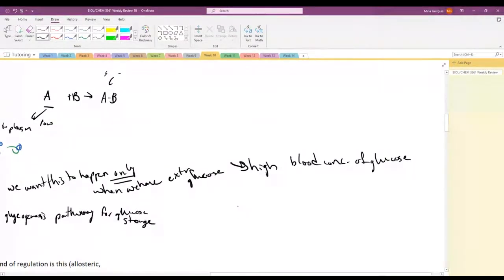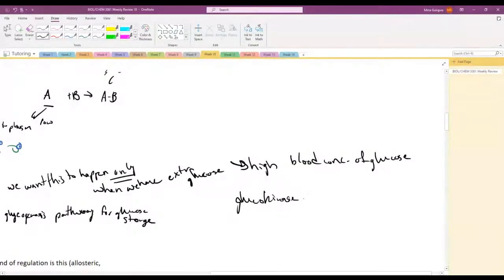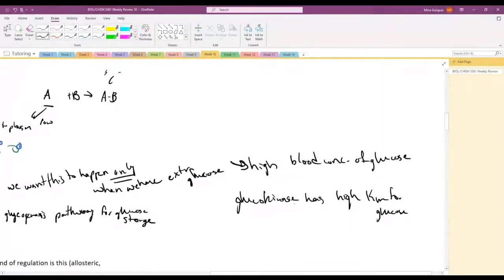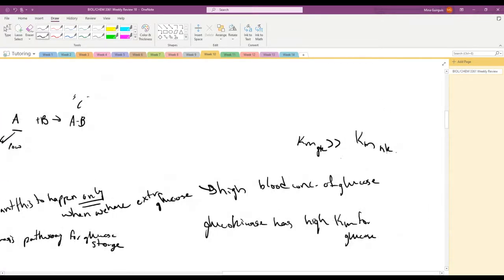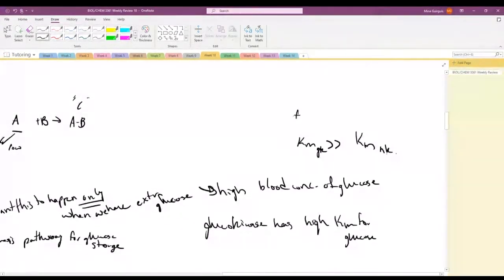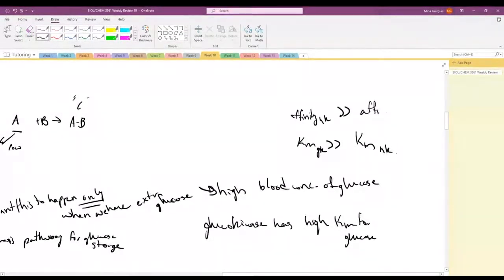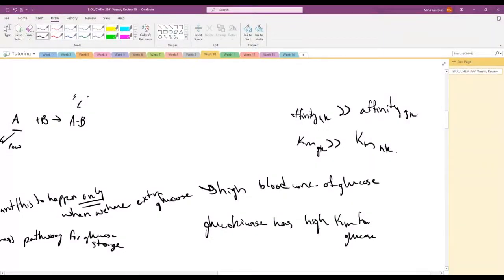So to reflect that, glucokinase has a high Km for glucose relative to hexokinase. So the Km of glucokinase, which I'm going to abbreviate GK, is significantly greater than the Km of hexokinase, or HK. Why? This eventually translates into affinity. The affinity of hexokinase for glucose is significantly greater than the affinity of glucokinase for glucose, right?